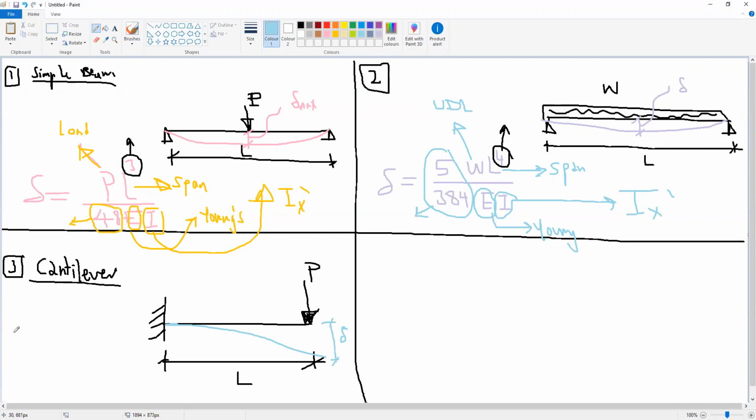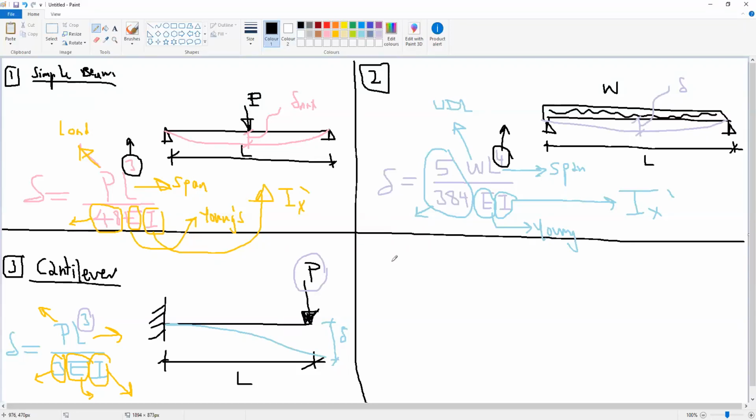Delta here will be P L to the power 3 divided by 3 E I. Again, P is the load, L is the span, 3 is the constant for this relation, E is the Young modulus, I is the inertia. And if we notice here, L is to the power 3 because we have a concentrated load.